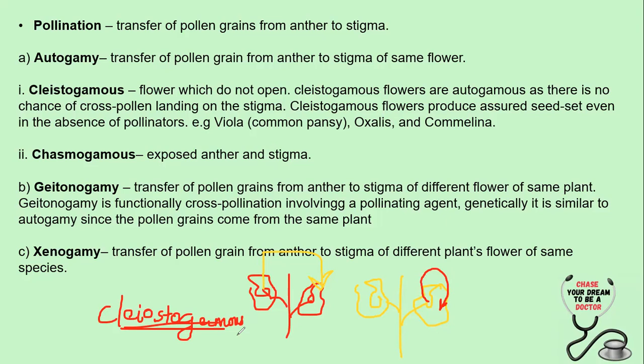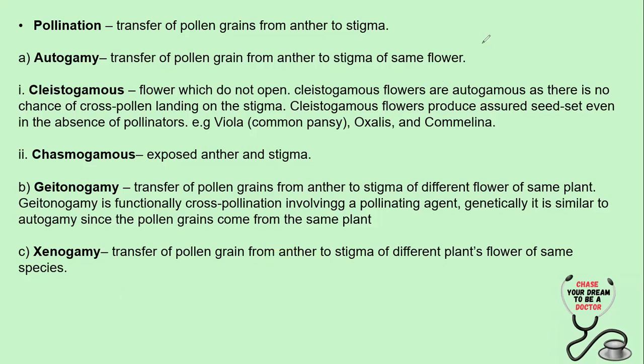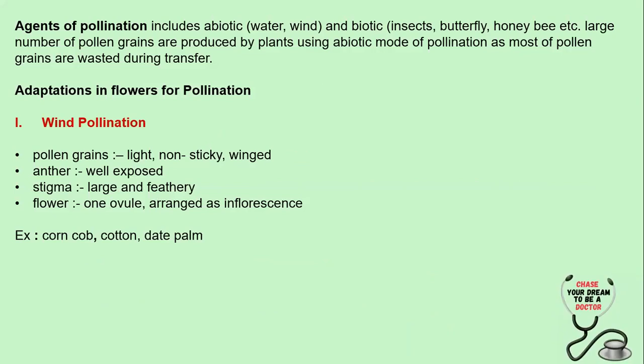And what is xenogamy? Xenogamy means it is a complete transfer of pollen from the anther, the male part, to the stigma of another flower of another plant. Clear? Maybe of the same species. Okay? Maybe of the same species, but not in the same flower itself, or in the same flower of the same plant as well. Not even in a different flower of the same plant. It may be in a different flower of a different plant. Clear, everyone?